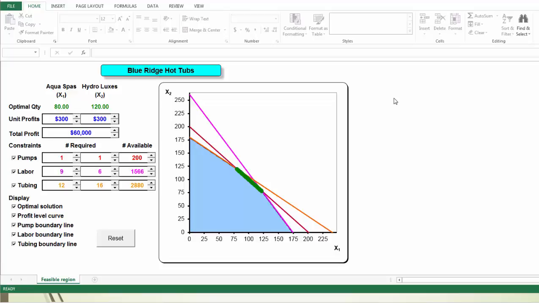But there's another way of calculating this allowable decrease. Notice that at this point, this level curve is identical to the pump boundary line. That is to say, the slope of level curve is equal to the slope of boundary line of pump constraint. And that's how we can find the allowable decrease for Aquaspar's unit profit. Let's take a look at our PowerPoint.